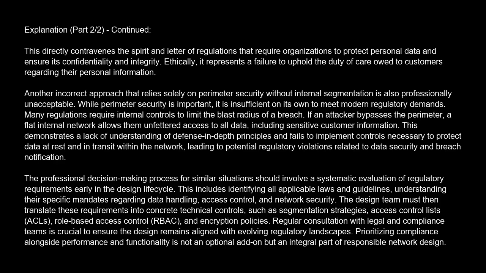Another incorrect approach that relies solely on perimeter security without internal segmentation is also professionally unacceptable. While perimeter security is important, it is insufficient on its own to meet modern regulatory demands. Many regulations require internal controls to limit the blast radius of a breach. If an attacker bypasses the perimeter, a flat internal network allows them unfettered access to all data, including sensitive customer information. This demonstrates a lack of understanding of defense-in-depth principles and fails to implement controls necessary to protect data at rest and in transit within the network, leading to potential regulatory violations related to data security and breach notification.